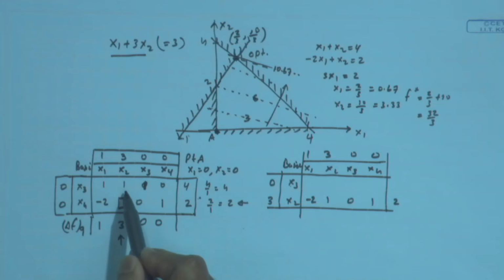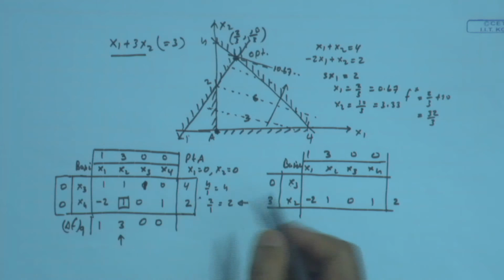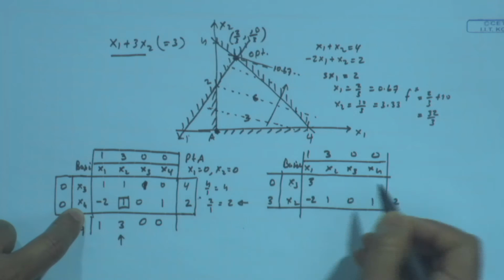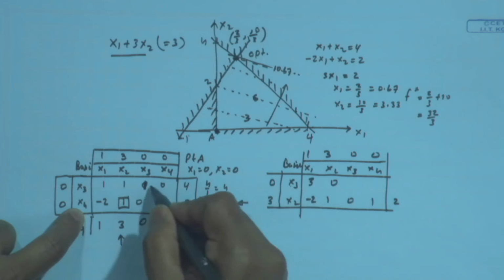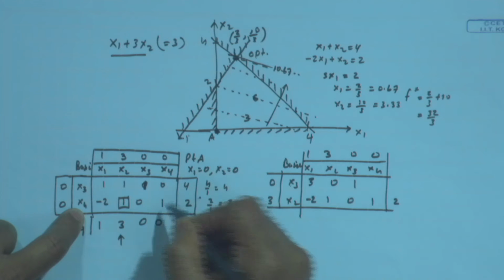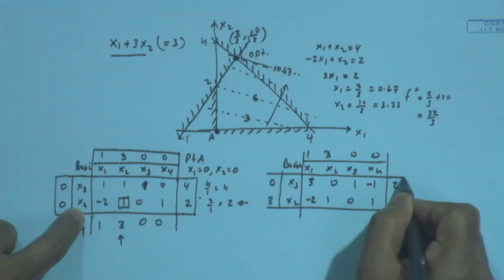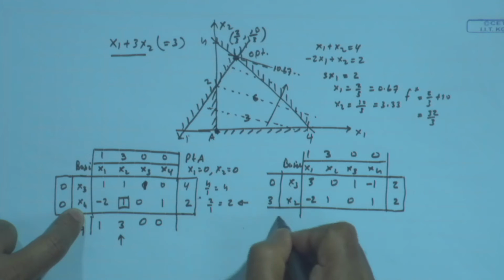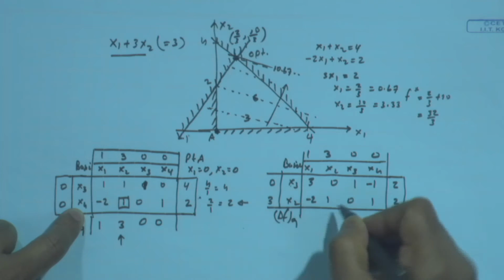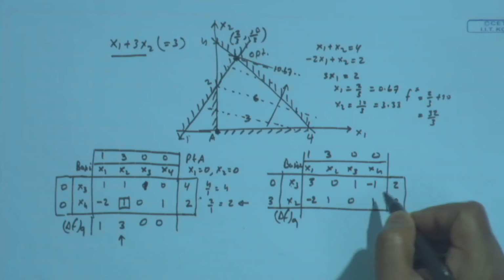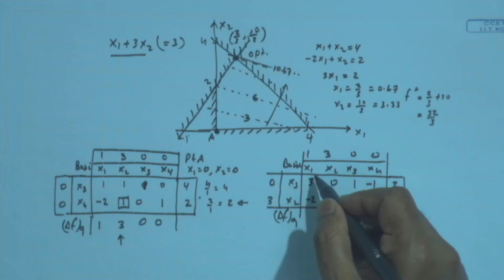The way I do this, I subtract the second one from the first one. Then I get 0 over there. So 1 minus minus 2, which is 3. 1 minus 1, 0. 1 minus 0, 1. 0 minus 1, minus 1. 4 minus 2, 2. Okay? So now that I have got this, you see x2 is in row echelon form, x3 is in row echelon form, but neither x4 nor x1, but those are non-basic.